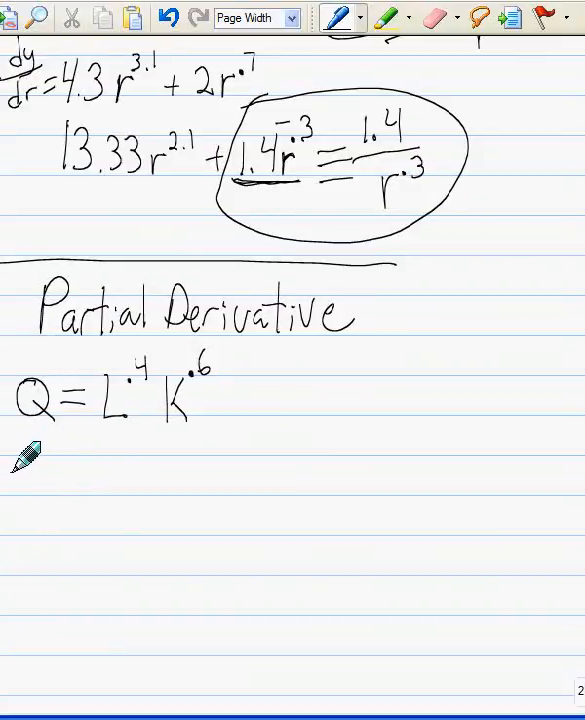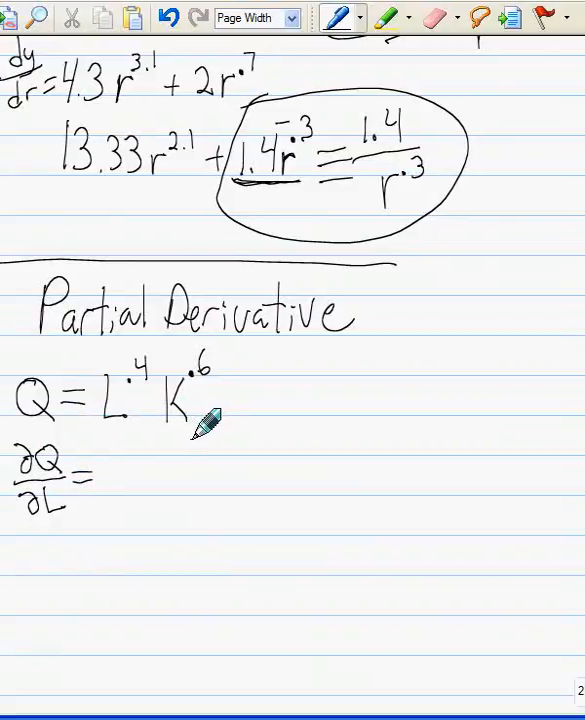So for a partial derivative, instead of using a d, we use a little curly d normally if we're taking a derivative of a function just with respect to one variable. Let's say L. We want to know the slope of how fast quantity increases as we change L. So we would write it this way. The derivative of how quantity is changing as we change L, so these are just curly d's or deltas, equals.